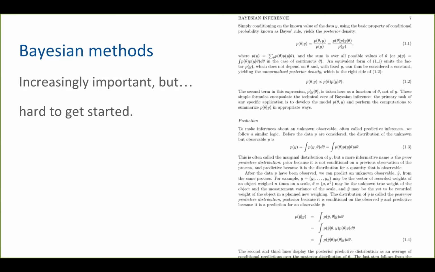The thing I'm talking about today is Bayesian statistics. This is one of my favorite topics because it is powerful and useful. But for a lot of people, it is hard to get started. This is a page from one of the most popular books about Bayesian statistics. This is just page 7. So this is a little bit intimidating.